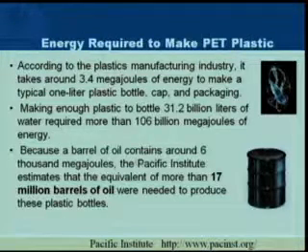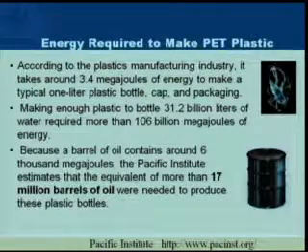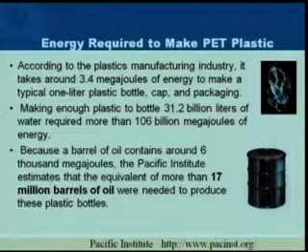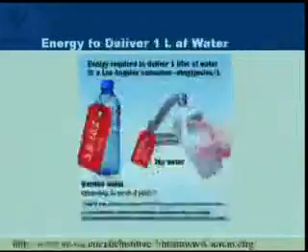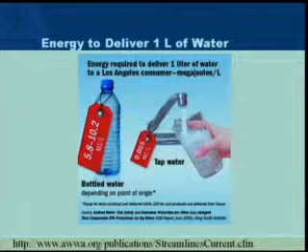And a barrel of oil contains about 6,000 megajoules. So the Pacific Institute, an organization that works on these things, estimates that about 17 million barrels of oil are needed to produce the plastic bottles that are produced for bottled water. And the energy required to deliver that water is staggering. Water is heavy. She carried around 20 liters of water.